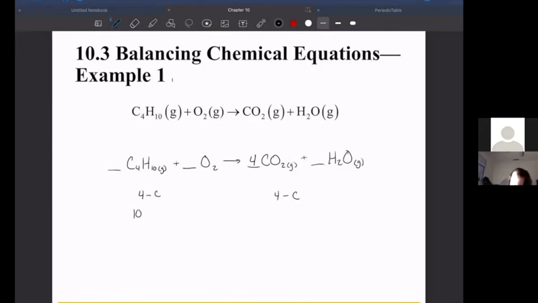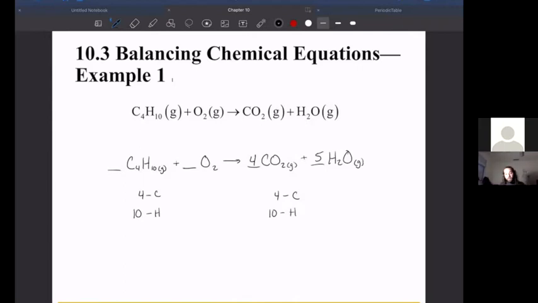Hydrogens, I have 10 over here. As it is over on my right-hand side, I only have 2, but if I put a 5 as my coefficient there, now I have 10. Okay. So now if I'm only paying attention to carbon and hydrogen, they're balanced. Right? I have 4 carbons on both sides and 10 hydrogens on both sides.